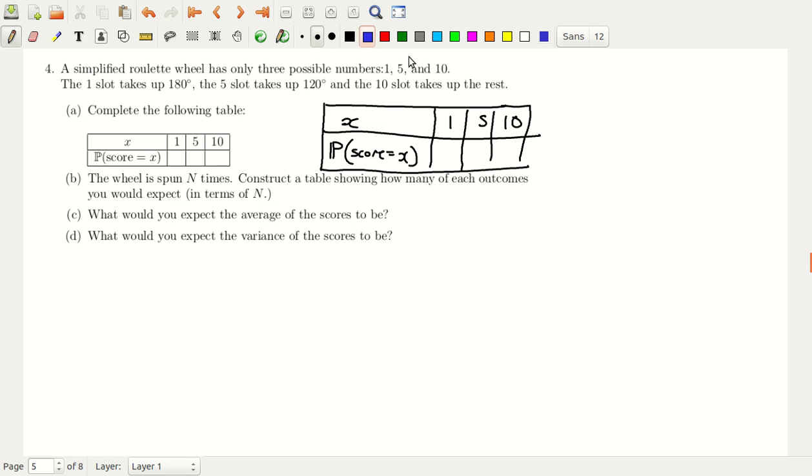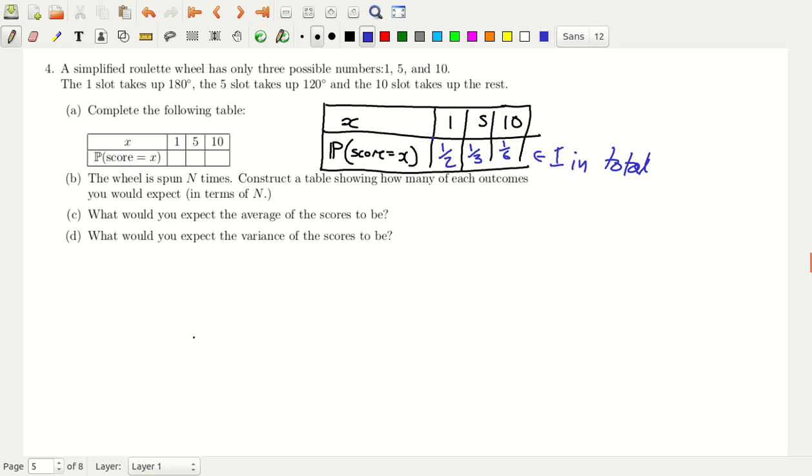So to find out what I should put in this box here, I ask what's the probability the score is 1, and I think that should be half of the wheel, 180 degrees out of 360. The chance you get a 5 is 120 degrees out of 360, that's a third, and the rest is 60 degrees, so 60 out of 360 is 1/6, or possibly the probabilities here have to add up to 1. They sum up to 1 in total, because one of those 3 outcomes is all that we're allowed.